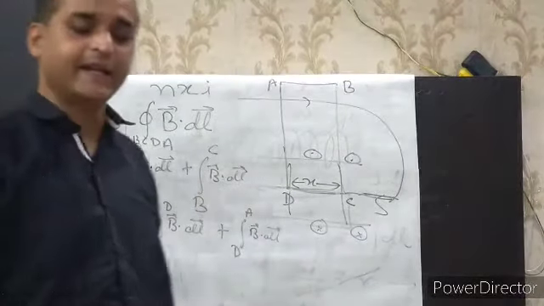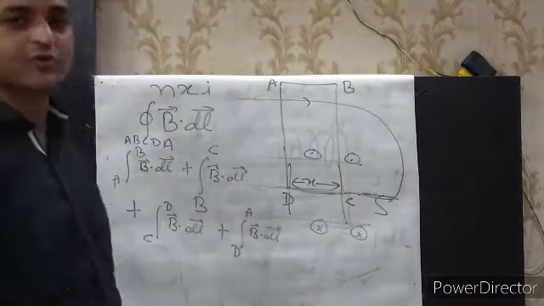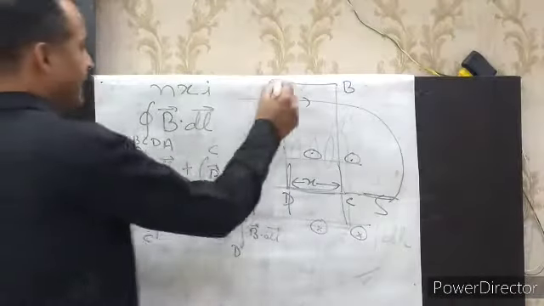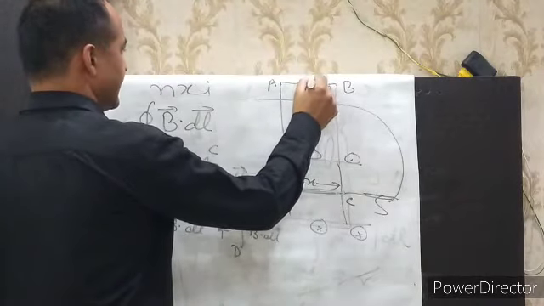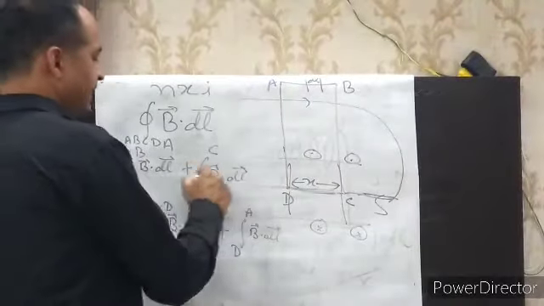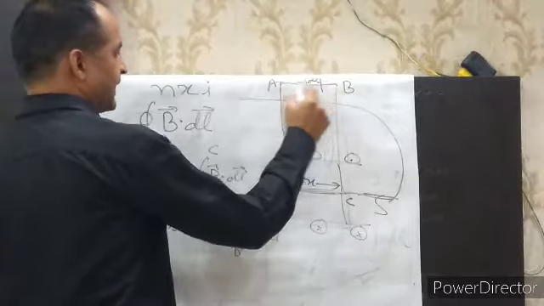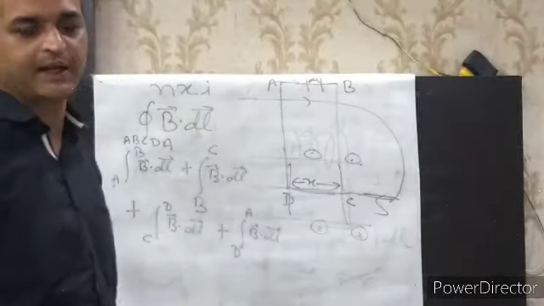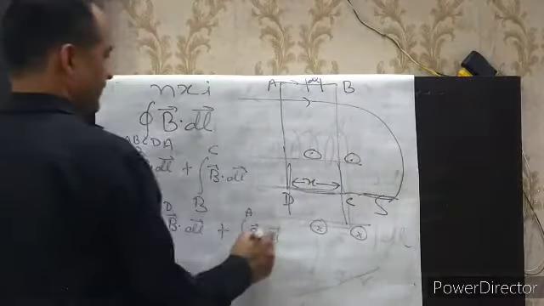Dot product means what? A dot B is equal to AB cos theta. Then B dot dl is equal to B dl cos theta. So when we are moving from A to B, what is the element? The element is dl. Clear? And the magnetic field, you can see, is from north to south, parallel to this line. Then the angle between dl and B is 0, so theta is 0.